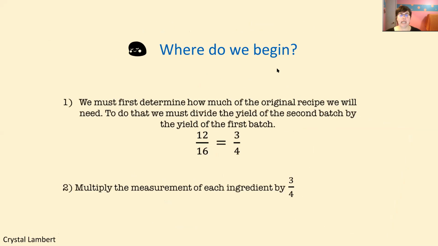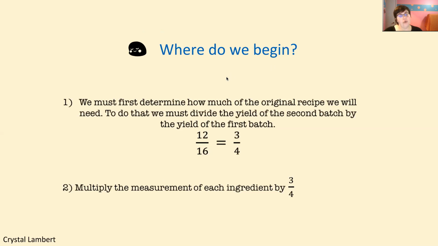Where do we even begin? Oh, see, he's depressed because we all felt overwhelmed thinking, how do I make a recipe for 12 brownies when I was given a recipe for 16? Just so you know, no, you can't just eat the 4. That's not how we solve this problem. That would have been my kid's answer.